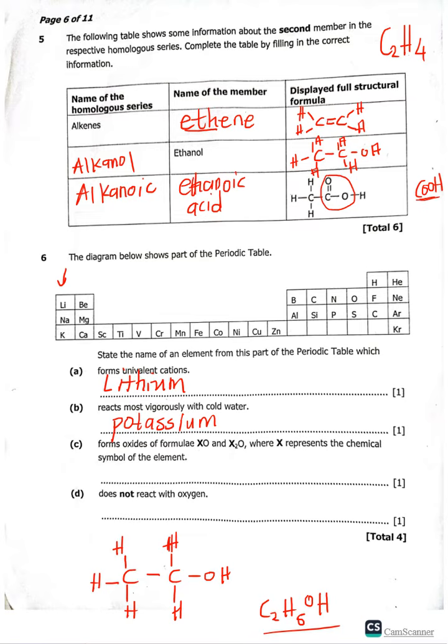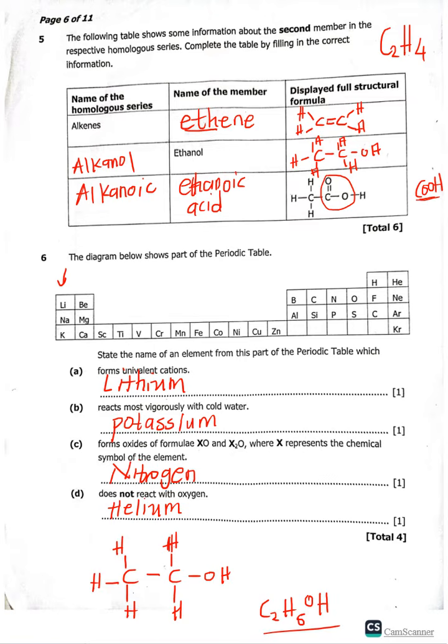Then the one that forms the monoxide, and this one has a 2 when X, so this is nitrogen. So we have nitrogen monoxide and also dinitrogen oxide. Whenever you see a 2 here, it's dinitrogen, since we have 2 atoms of nitrogen. Then the one that does not react with oxygen, so we can just say helium. Group 8 does not react with anything.